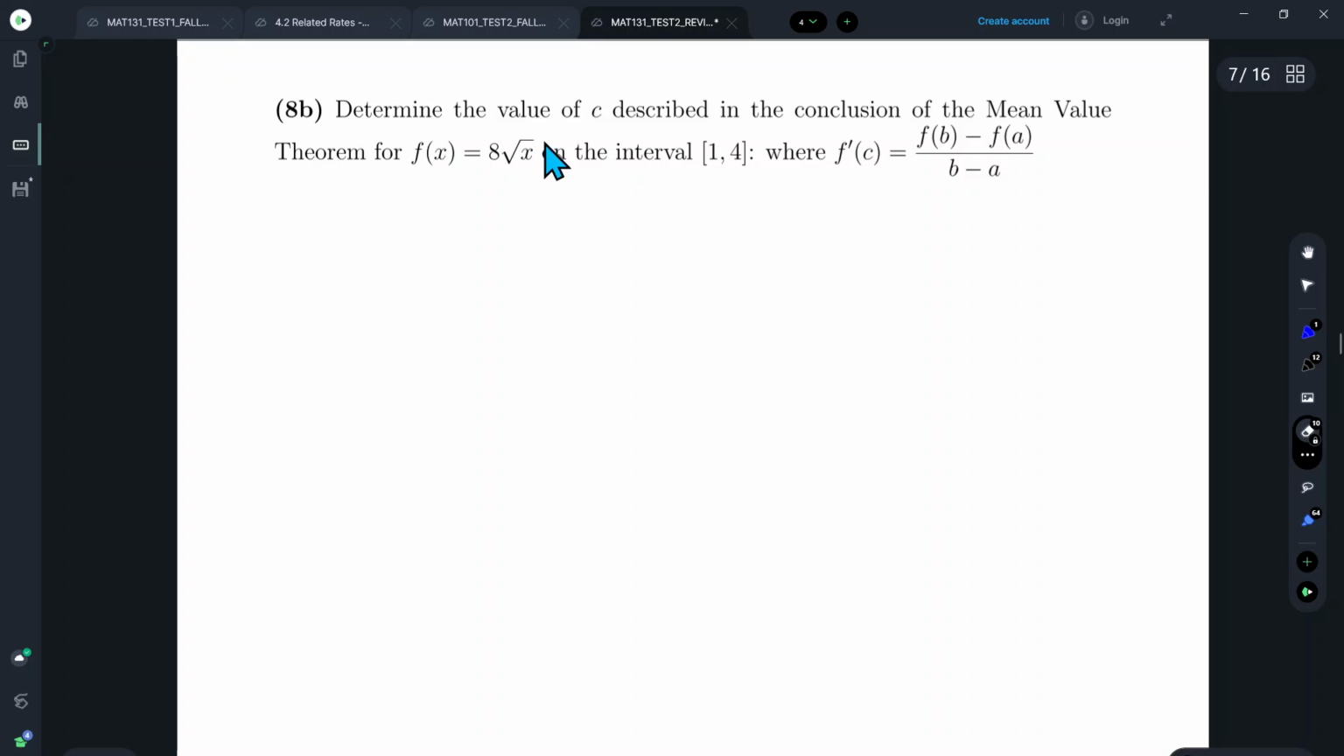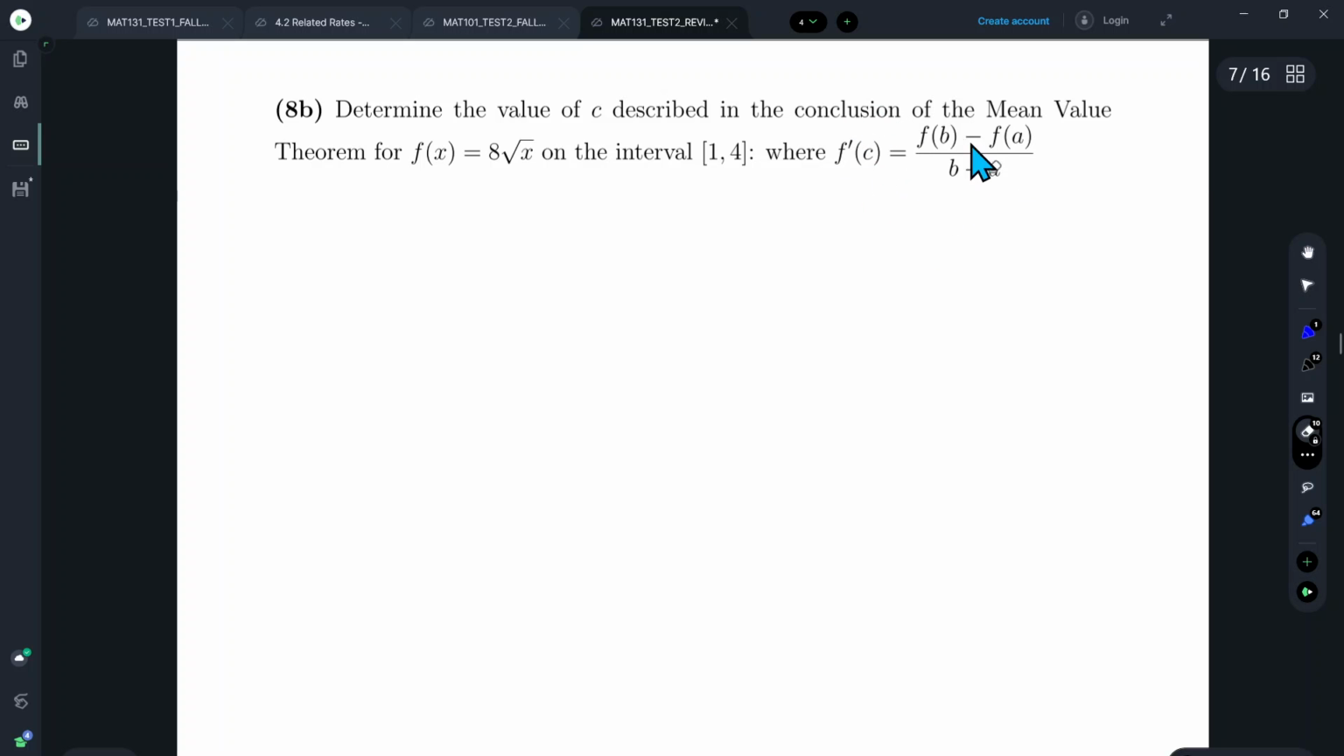In this problem, we're asked to determine the value of c described in the conclusion of the mean value theorem for the function f of x equals 8 square root of x on the interval from 1 to 4, where f prime of c satisfies this equation here. Okay, so the conclusion of the mean value theorem is just referring to this equation here.